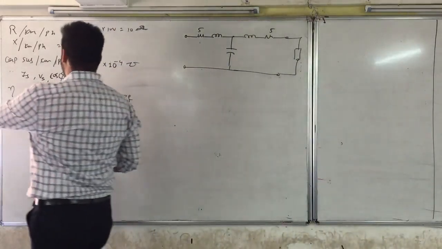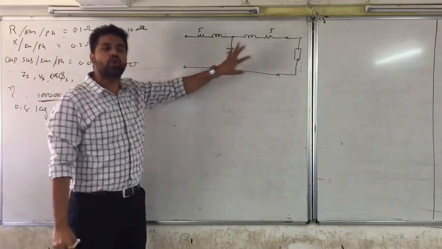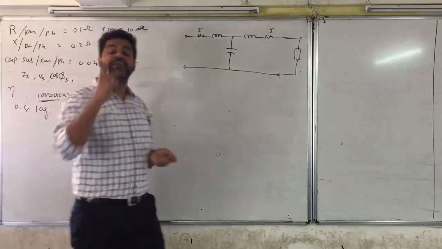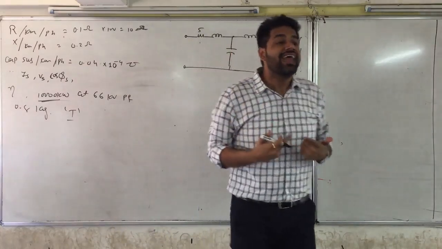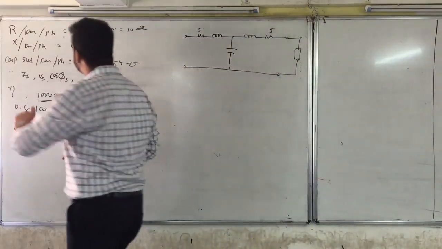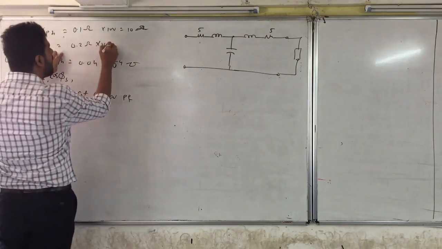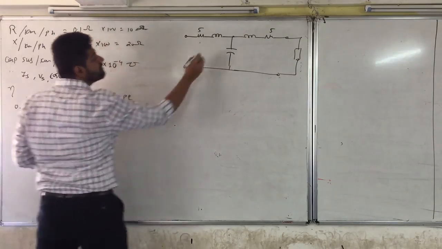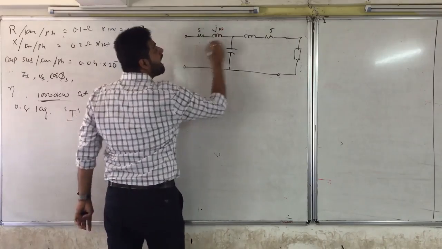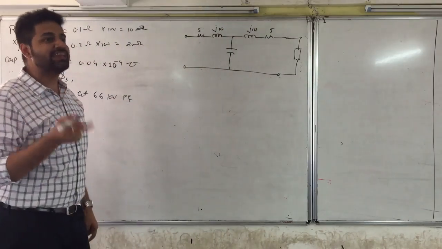Now let me talk about X per kilometer per phase. Once you know this well, you can solve that question so well. I'm teaching you how to start analyzing the question. We have X per kilometer per phase multiplied by 100, which gives 20 ohms. So this is j10 and this is j10, because it is reactance.